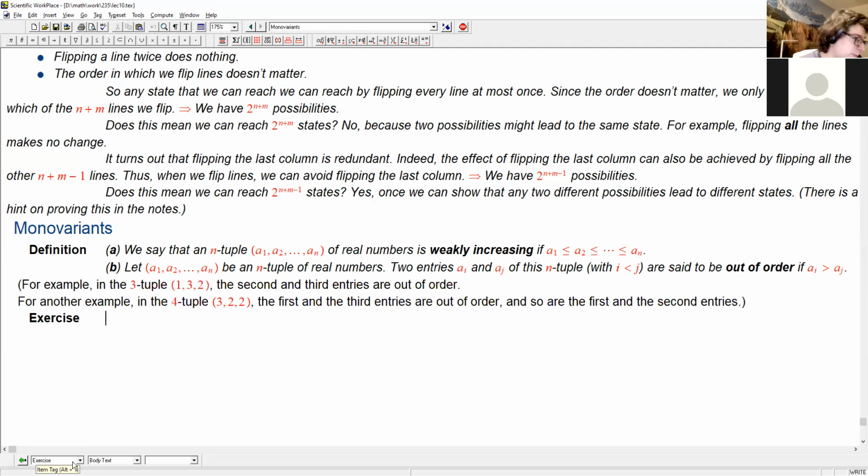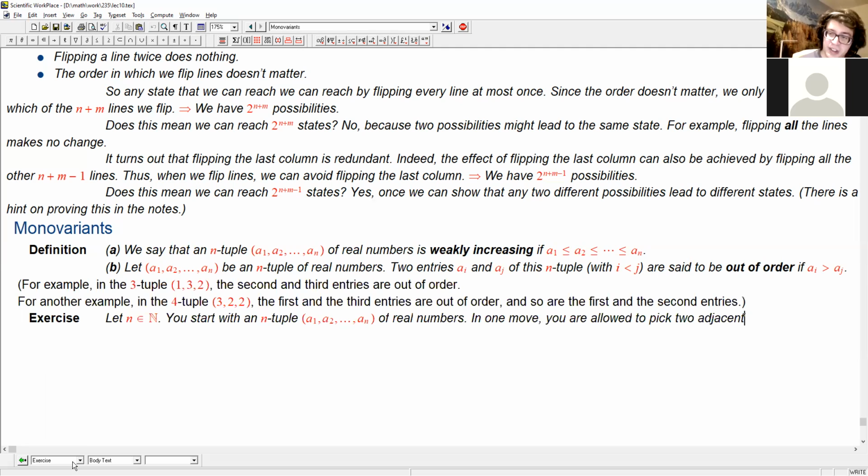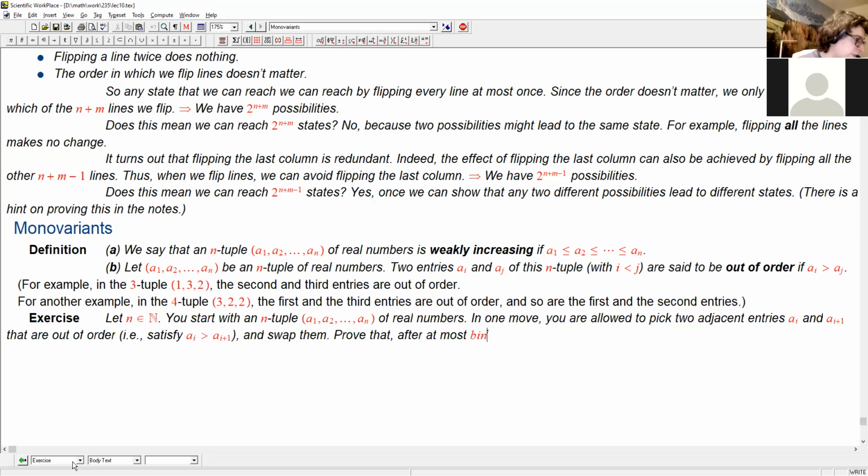But now the actual exercise. Let n be a natural number, and you start with an n-tuple a1, a2, and so on, an of real numbers. In one move, you are allowed to pick two adjacent entries ai and ai+1 that are out of order, if they exist, of course. So in this case, this means they satisfy ai is bigger than ai+1, and swap them, which of course makes sure that they're not out of order anymore after the swap. Prove that after at most n choose two such moves, the n-tuple will be weakly increasing.